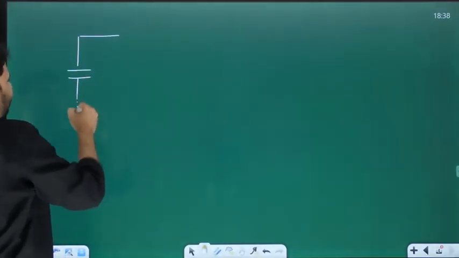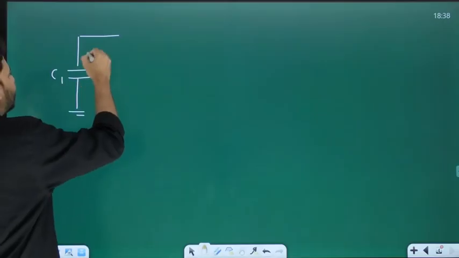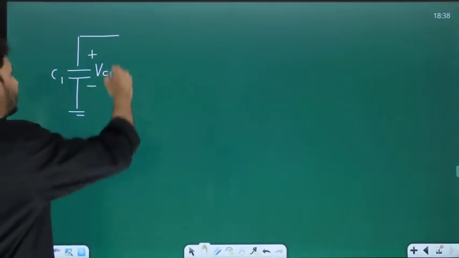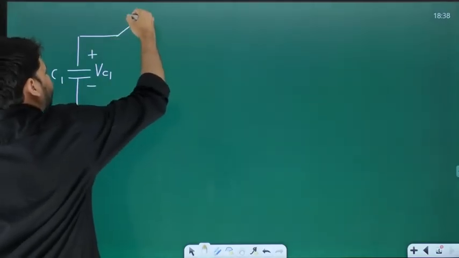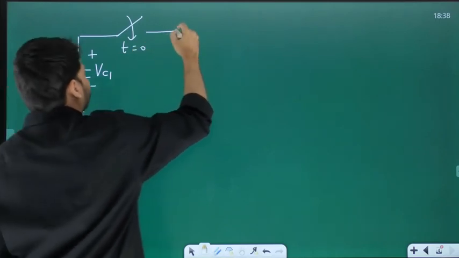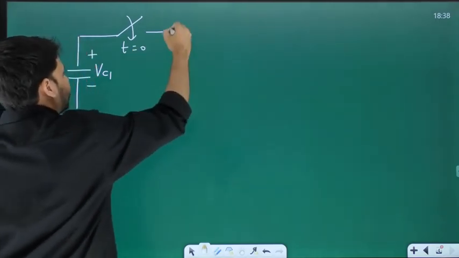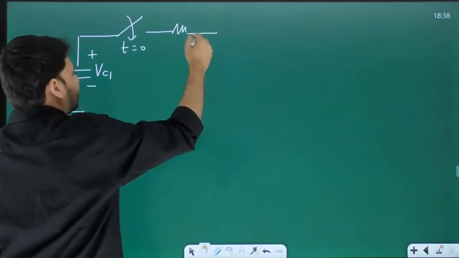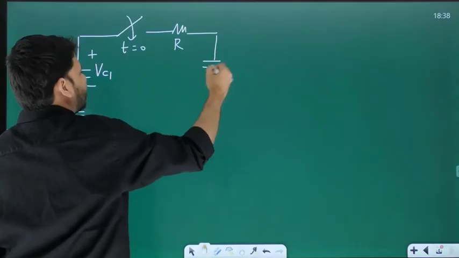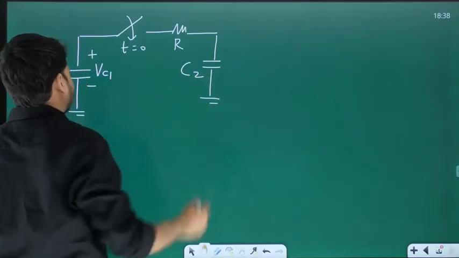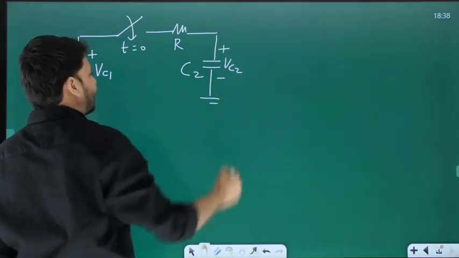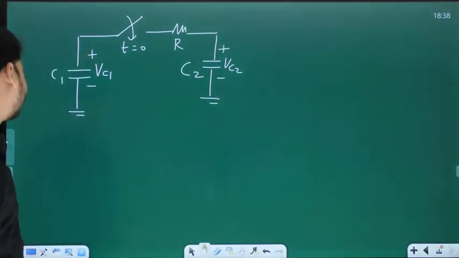Let's say we have one capacitor C1 across which the voltage drop is VC1, and then you have this switch which is being closed at t equal to 0, and on the right side of the switch you have another capacitor before which you have this resistor. Let the other capacitor be C2, and VC2 is the voltage drop across capacitor C2.